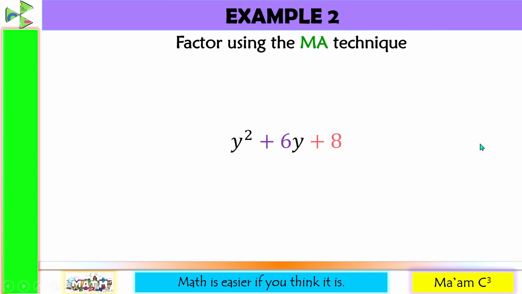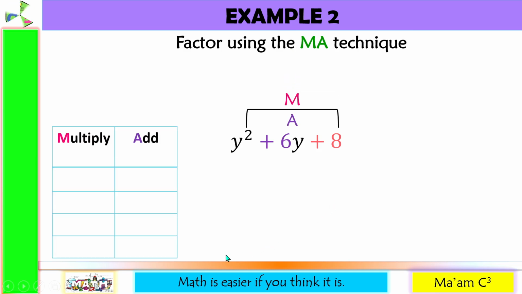Let's have another example. Still using the MA technique. y squared plus 6y plus 8. Let me put my M and A. I'll create my table. Under multiply, I'm going to write positive 8. Under add, I'm going to write positive 6.